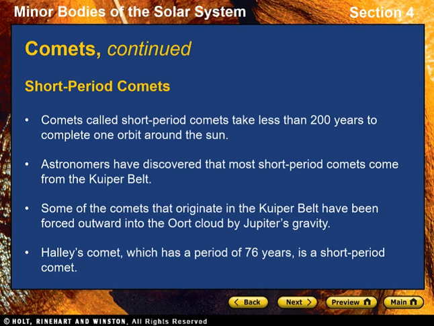Short-period comets. Comets called short-period comets take less than 200 years to complete one orbit around the Sun. In recent years, astronomers have discovered that most short-period comets come from the Kuiper Belt. Some of the comets that originate in the Kuiper Belt have been forced outward into the Oort Cloud by Jupiter's gravity. Many comets in the Kuiper Belt are a result of collisions between larger Kuiper Belt objects there. Halley's Comet, which has a period of 76 years, is an example of a short-period comet.